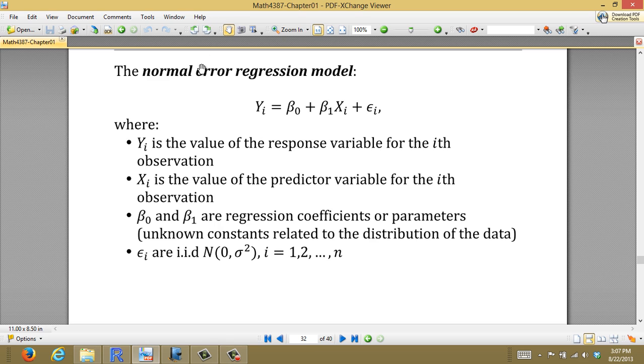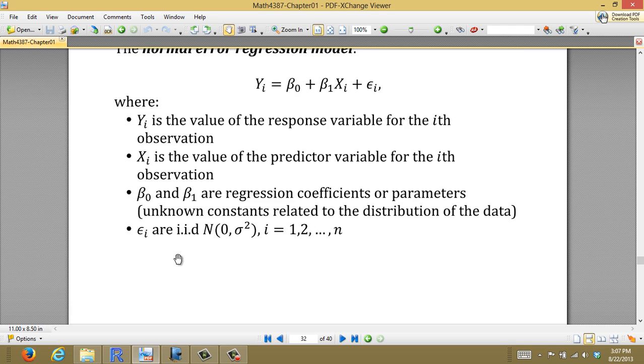So if you compare this slide to the slide near the beginning of this chapter, you'll see that all the assumptions are the same, except that I've added the additional assumption that the errors are normal, which is why this is called the normal error regression model. So we already had that the errors had mean zero, constant variance sigma squared, they were independent, but now I'm making the assumption that they're all normal, which means that they are IID normal 0 sigma squared.